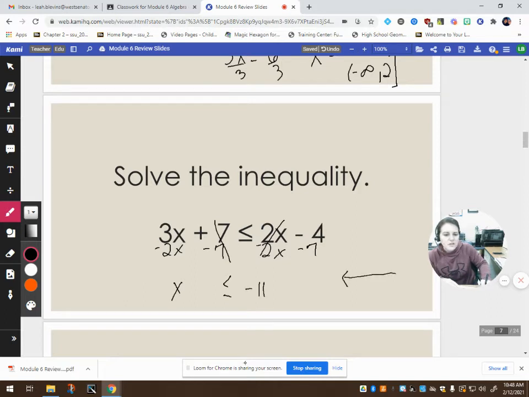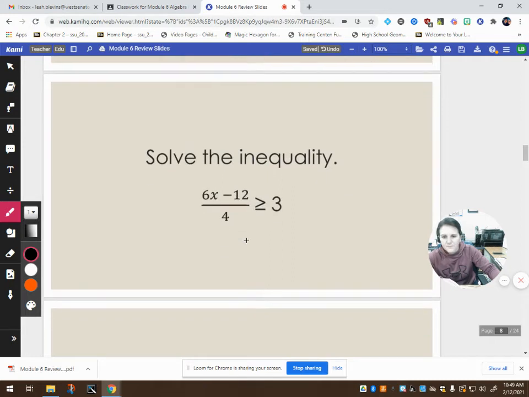So again, if I wanted to graph it, -12, -11, -10, closed circle, pointing to the left. All the values of x that are less than or equal to -11.